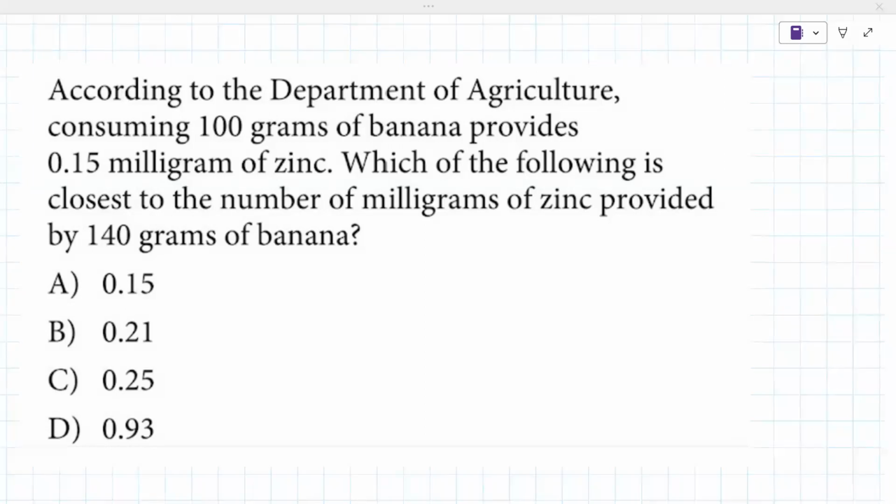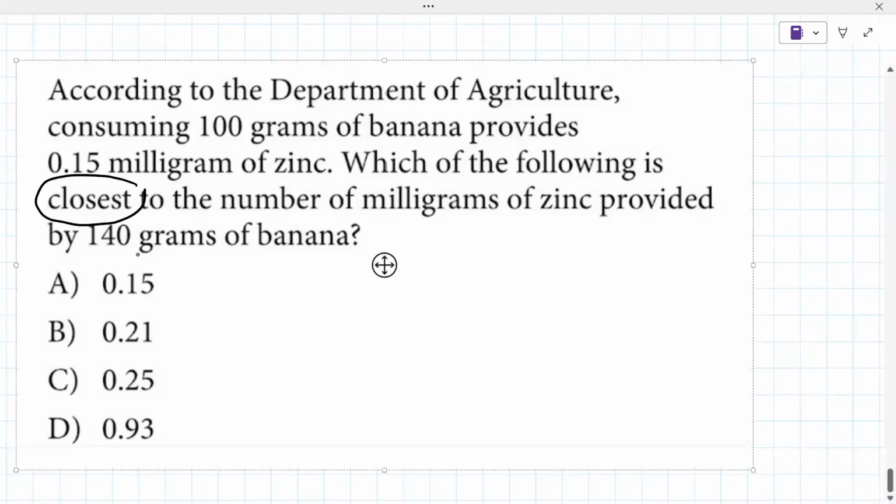B. Yeah, how'd you come up with that? I divided 0.15 by 100 and then I multiplied it by 140. Okay. So you used a calculator. Is that right? Yeah. All right.